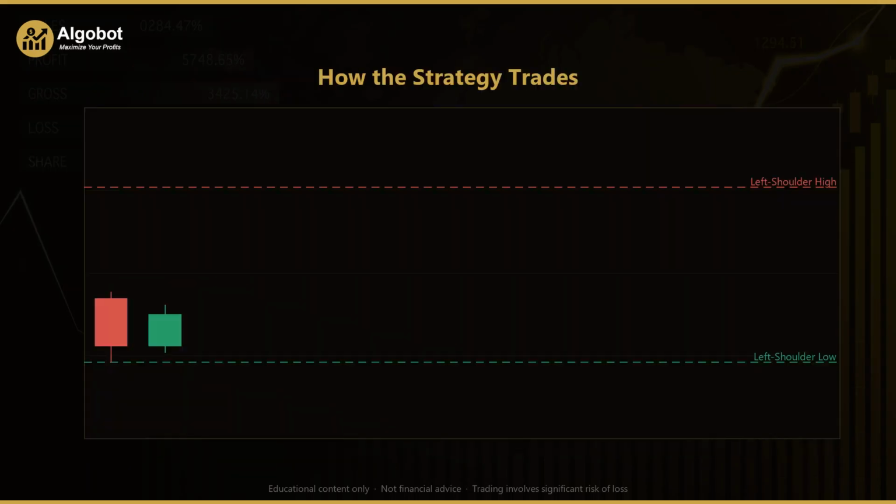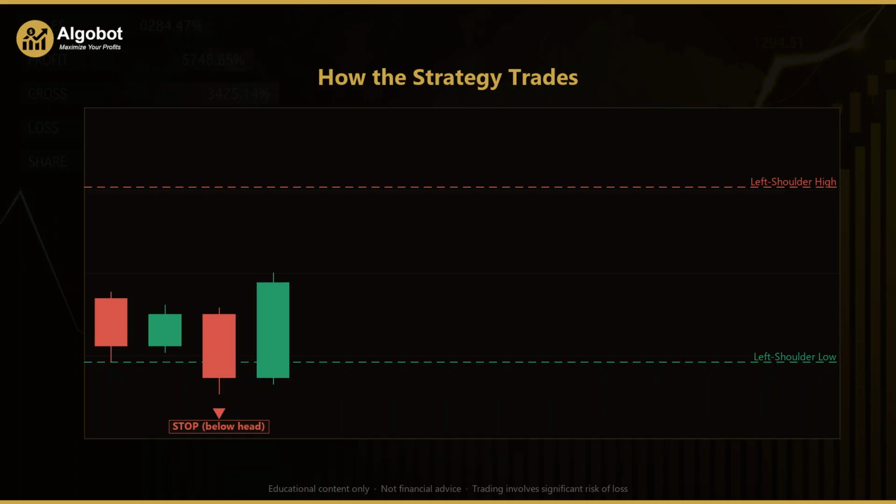Let's walk through this illustration candle by candle, because it shows both a long and a short unfold in sequence. Notice there is no oscillator panel here. This strategy reads pure price structure, so the two dashed horizontal lines mark the levels that matter, the left shoulder low in green and the left shoulder high in red. We begin with the bullish Quasimodo.